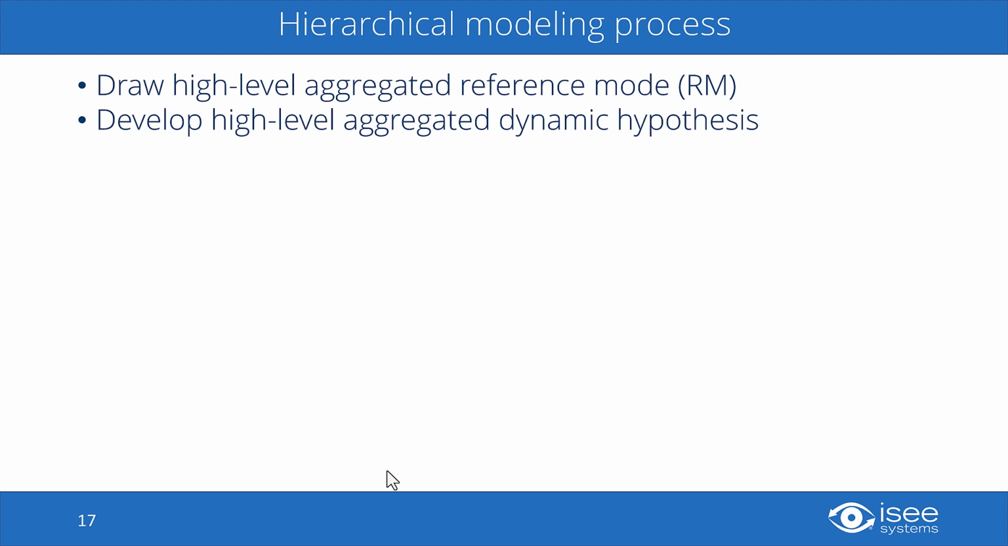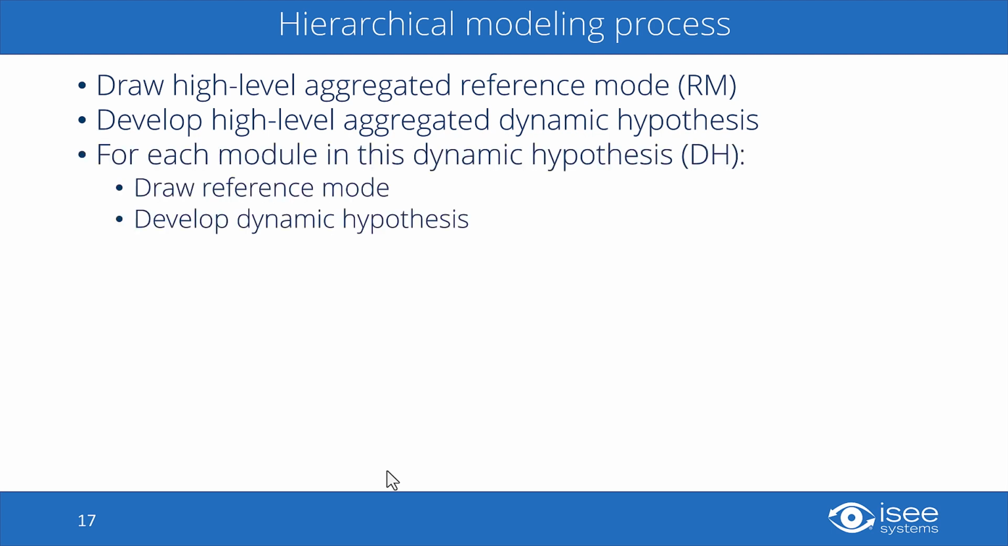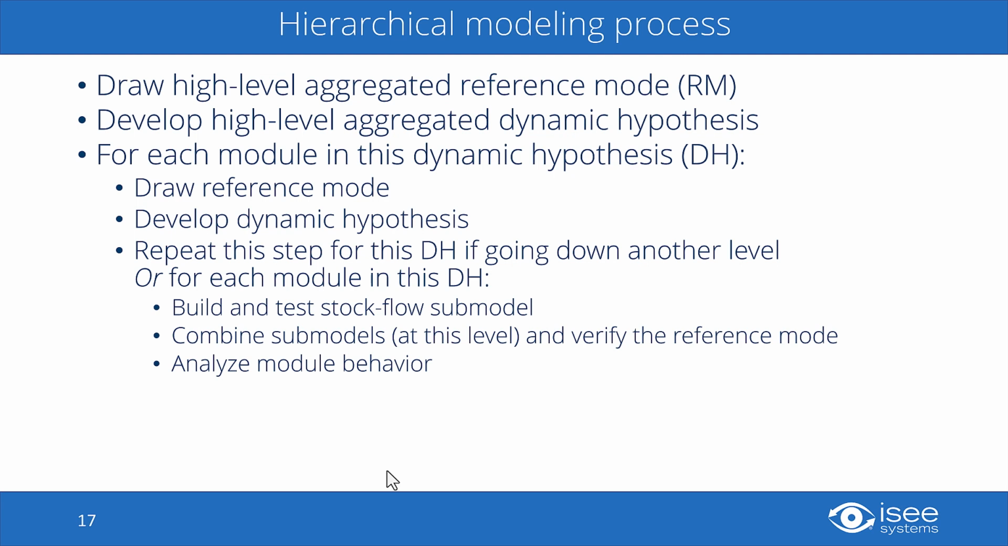there's a blog post about this. You can draw the high-level aggregate reference mode and then a high-level aggregated dynamic hypothesis, and then drill down and do that at each level. At each level in the module, draw another reference mode, another dynamic hypothesis, and keep going until you get to your stock and flow models.